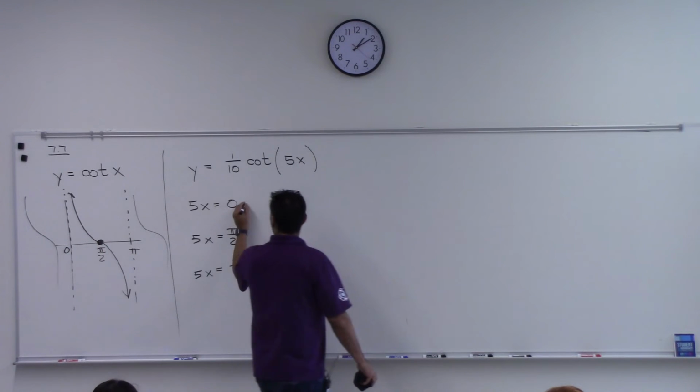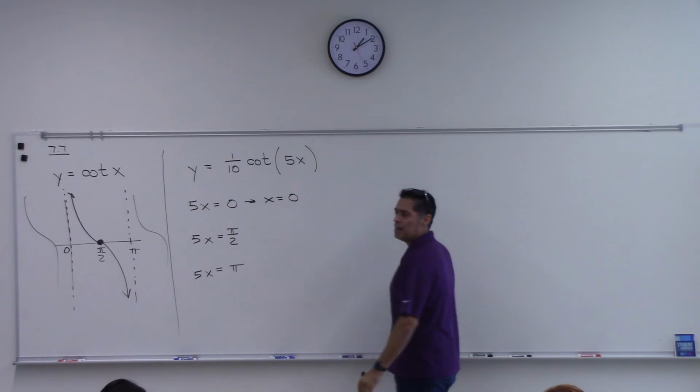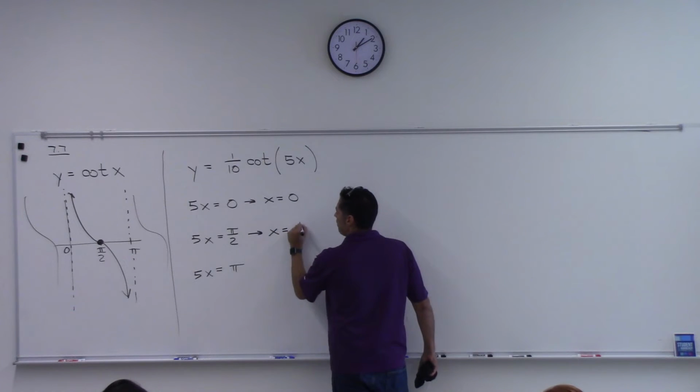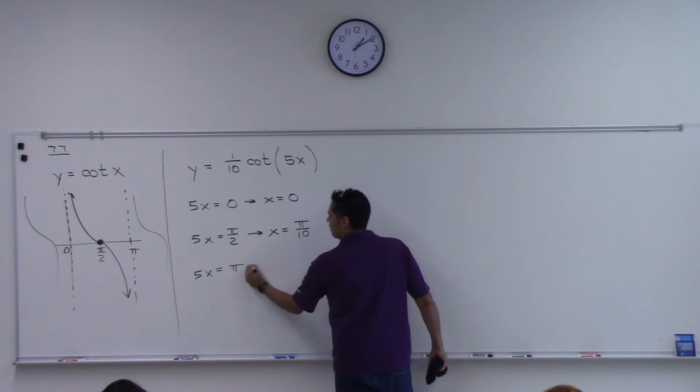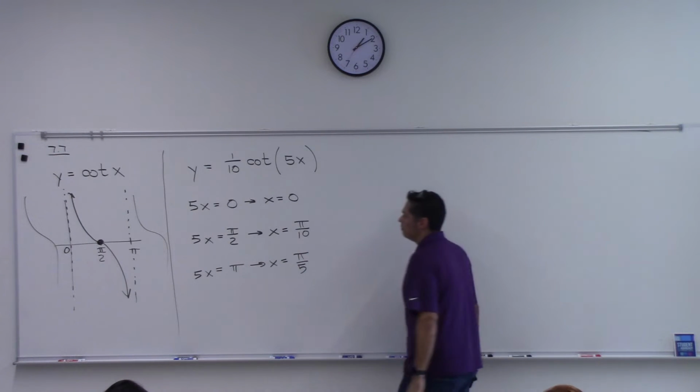All right, let's solve these. Divide by 5, right? Still get 0 there. Divide by 5 here, pi over 10. Divide by 5 here, pi over 5.